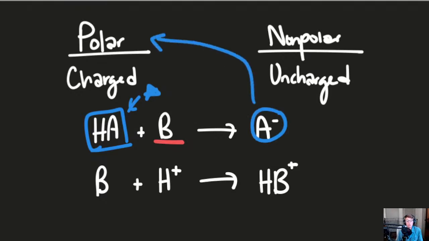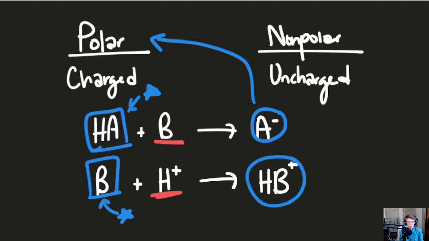And if we did the same thing, but in reverse, we're now trying to figure out how to separate maybe a base from something else. What you can do is take that base and add some hydrogen to it. If we add hydrogen to it, then just like before, we're going to put it into a charged form. And again, we can put this into the polar component.